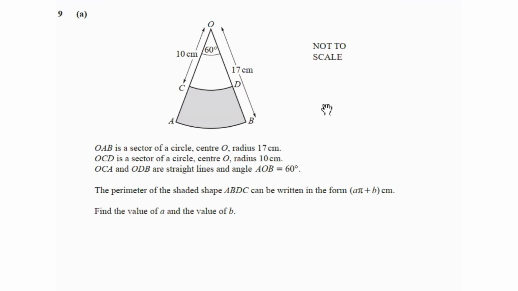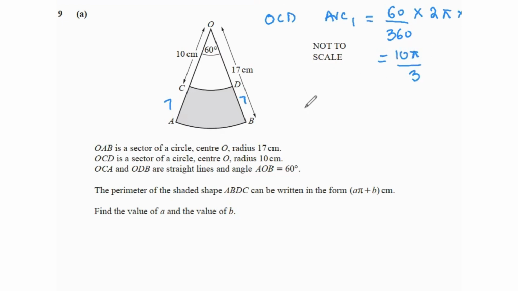So for this, what we're going to do is that we can subtract 17 and 10, and that leaves us 7 for this. And now we need to find the length of the arcs. So for the first arc, it's going to be 60 over 360 times 2 pi r, where r is 10 because we're talking about OCD, times 10. That is going to give us 10 pi over 3.